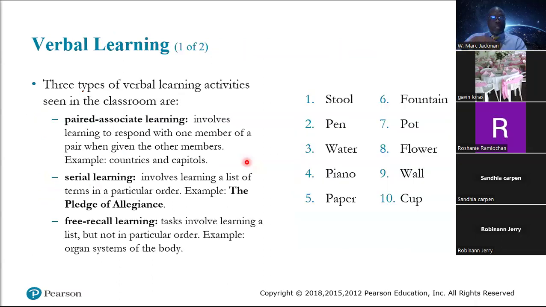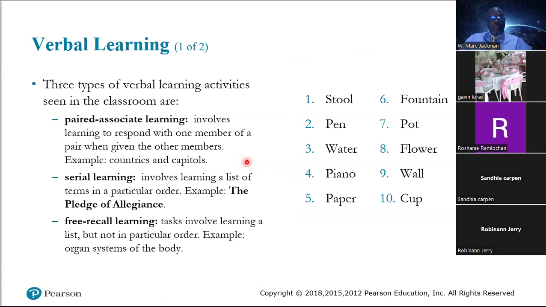So verbal learning: there are three types of verbal learning activities that are seen in the classroom. You have paired association, which involves learning to respond with one member of a pair when given the other member. So you can learn countries and capitals together, as an example. You have serial learning, which involves a list of terms in a particular order. So you might have Roy G. Biv, where the learning of the sequence is important, okay?